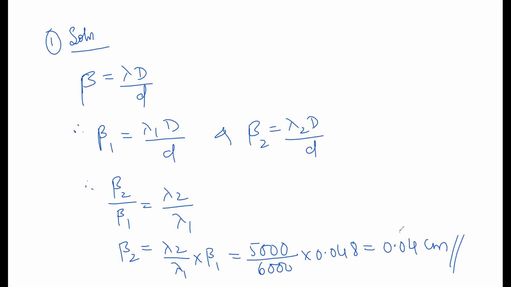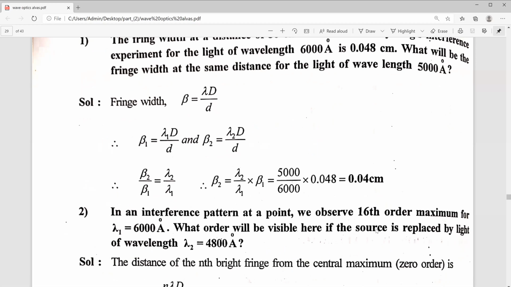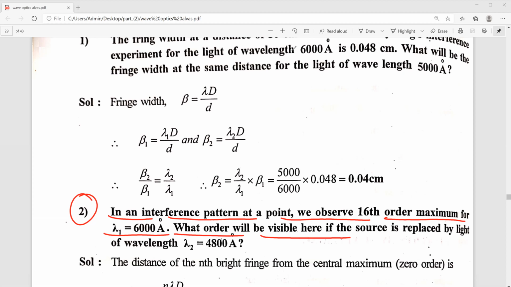So next we shall see the next example. So what is the next example? Next example is this one. What they asked: in the interference pattern at a point we observed 16th order maximum for wavelength 6000 angstrom. What order will be visible here if the source is replaced by light of wavelength 4800 angstrom? So this is the second problem, and let us see how to solve this one.